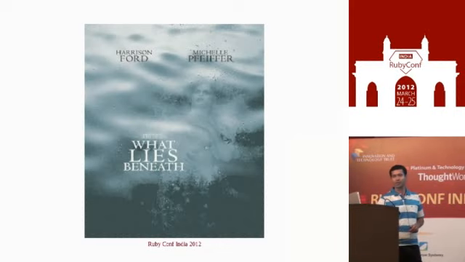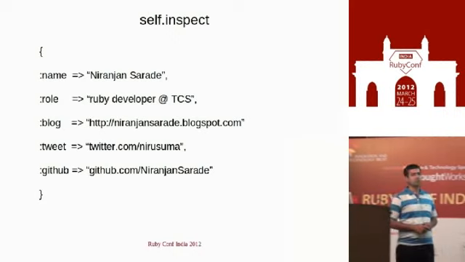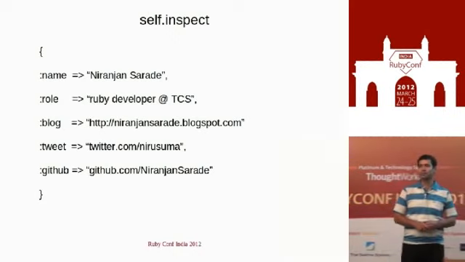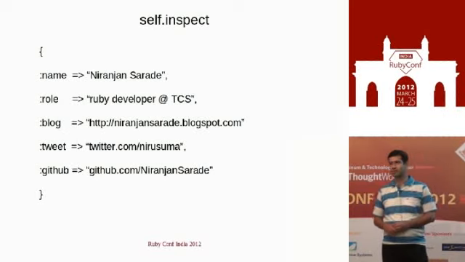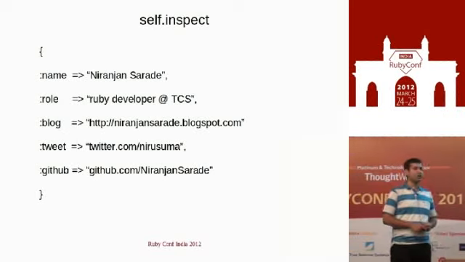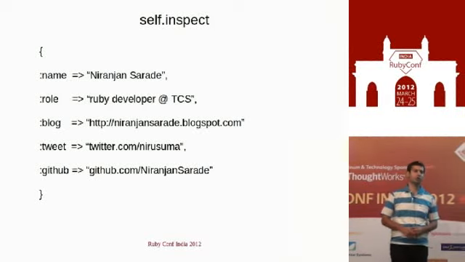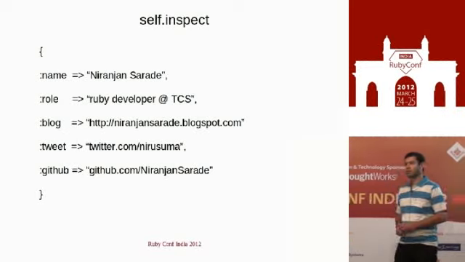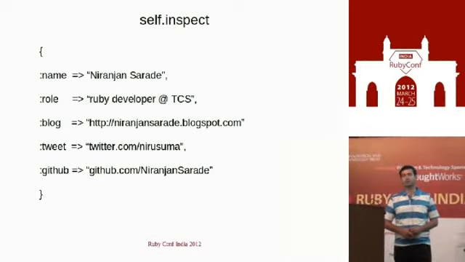So let's quickly introduce myself. I am Niranjan. I am a Mumbai-based Ruby on Rails developer working for TCS, Tata Consultancy Services. And apart from developing enterprise web applications, I also enjoy reading, writing, music, and trekking. So that's about me. Let's get on to the talk.